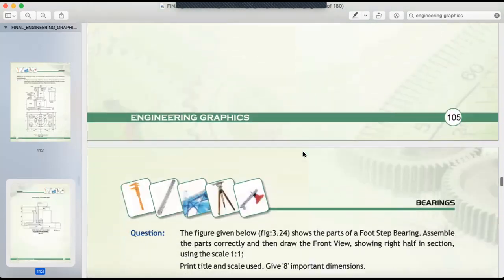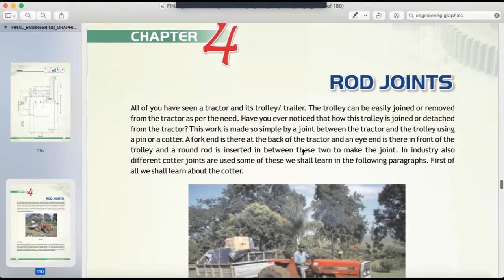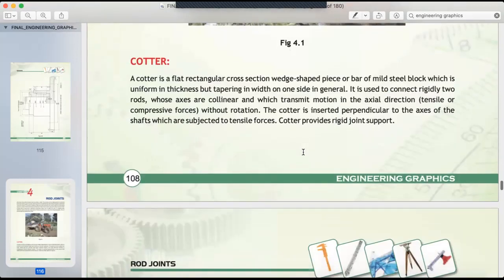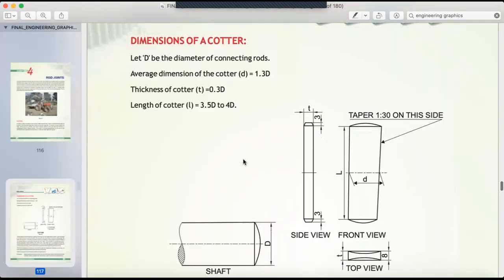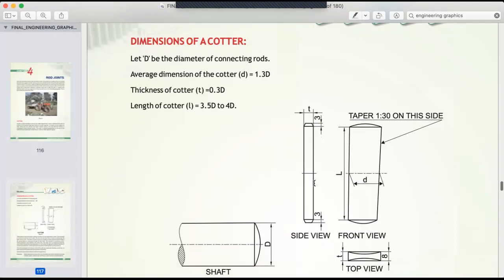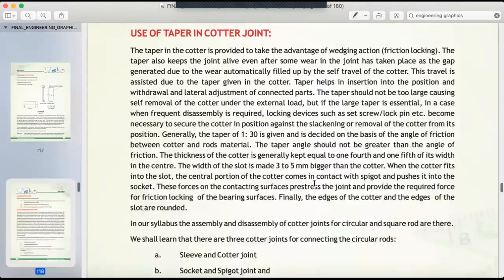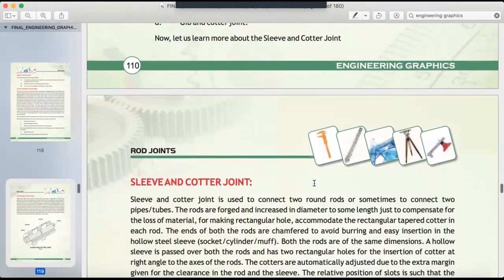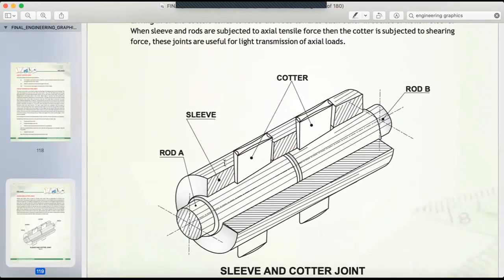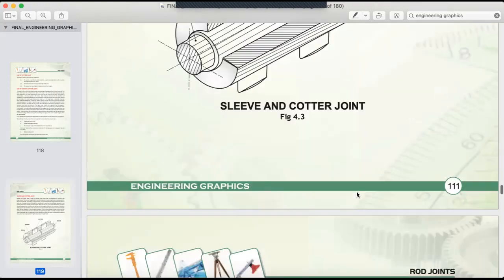Then we'll see rod joints. Now, how many types of rod joints are there? This is cotter. So first we have the sleeve and cotter joint. In this sleeve and cotter joint, there are two shafts which you want to join, and you join them with the help of two cotters and one sleeve. That is the sleeve and cotter joint.